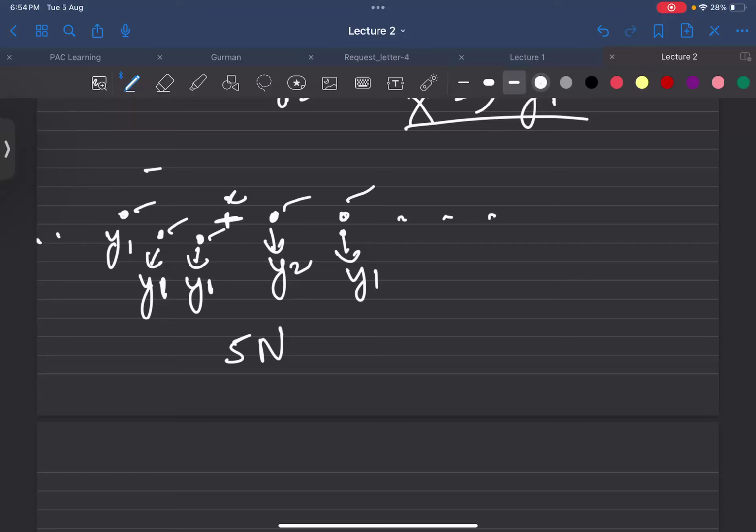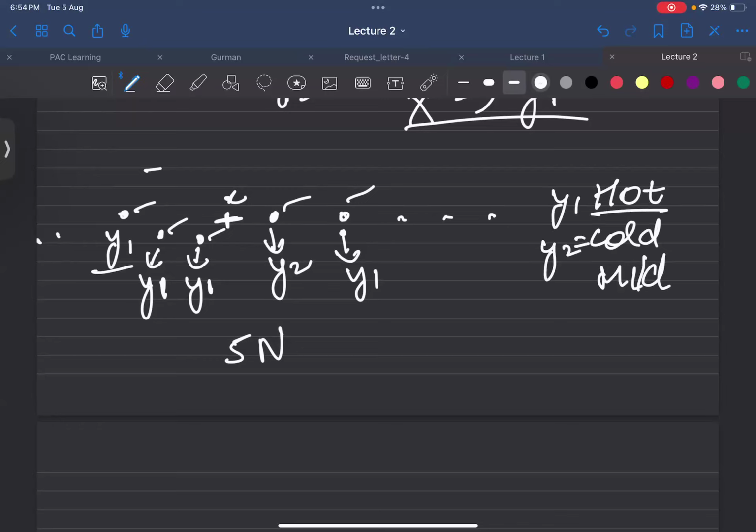So in regression case, what we were doing was the average, because those were numbers. Here we have categories. Someone is saying hot, someone is saying cold, or someone is saying mild. Suppose y1 is equal to hot and y2 is equal to cold. So majority of them are saying cold. So what should I do? Oh sorry, majority are saying hot. So I'll say this is also hot. Fine now?